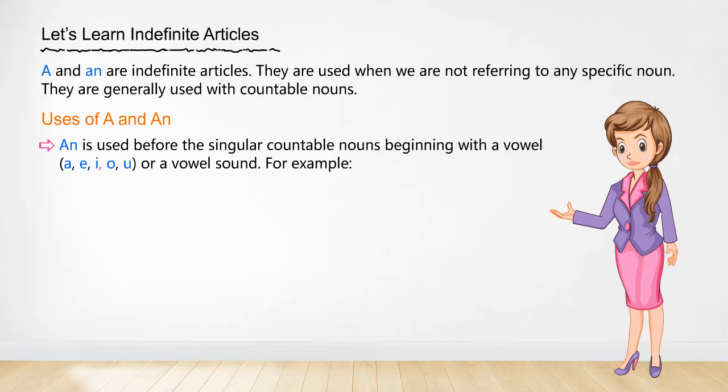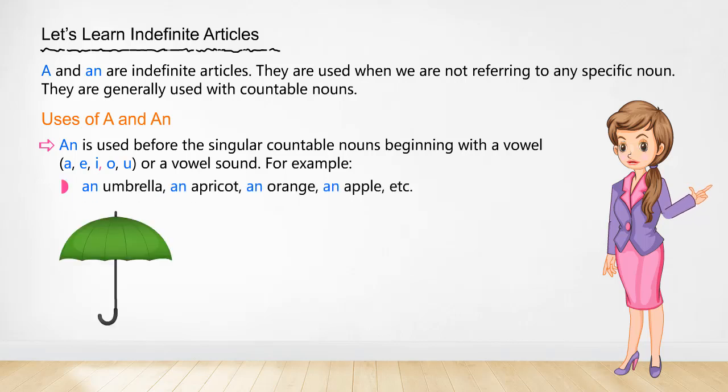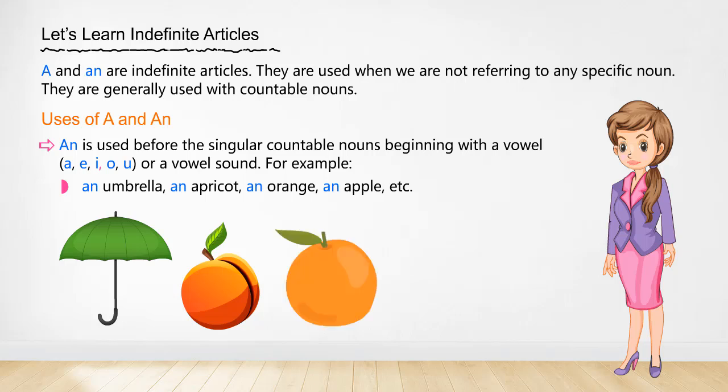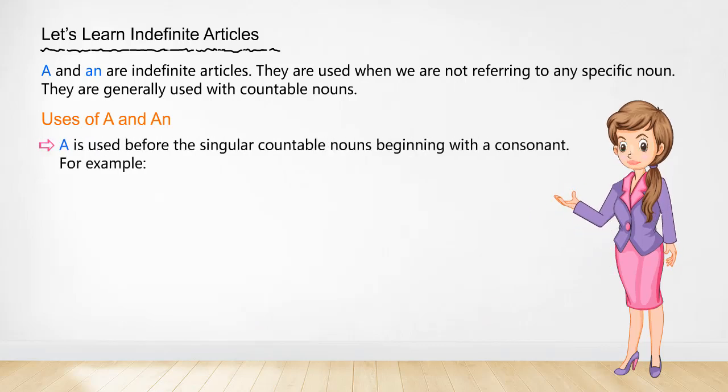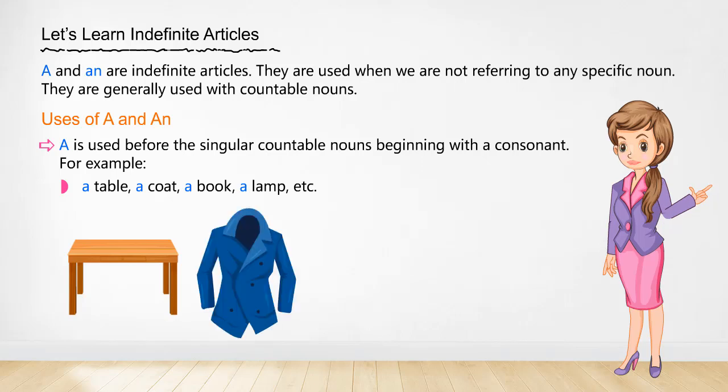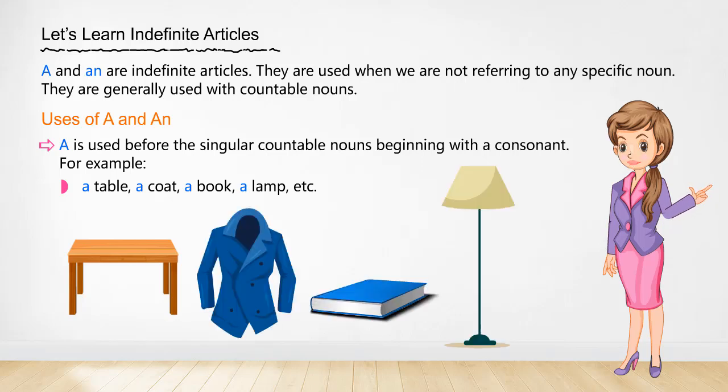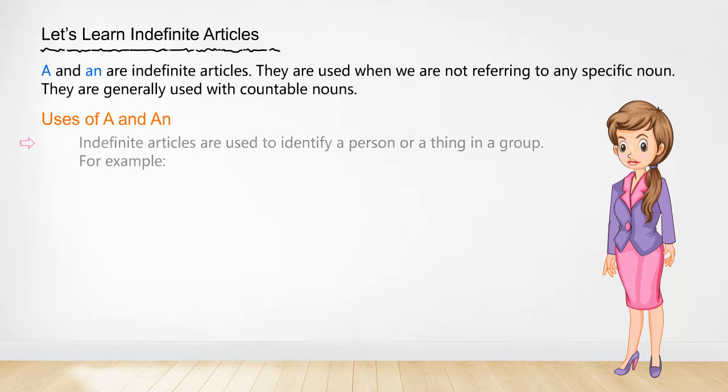An is used before the singular countable nouns beginning with a vowel a, e, i, o, u or a vowel sound. For example, an umbrella, an apricot, an orange, an apple, etc. A is used before the singular countable nouns beginning with a consonant. For example, a table, a coat, a book, a lamp, etc.